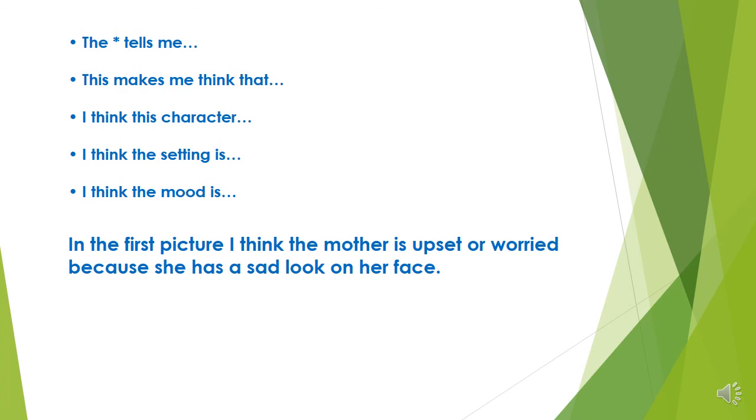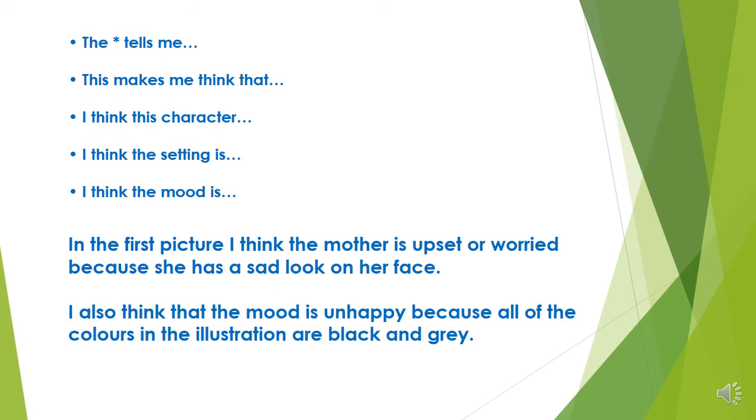We can use our sentence stems to form our own inferences from the picture. So I might say, in the first picture, I think the mother is upset or worried because she has a sad look on her face. I also think that the mood is unhappy because all of the colours in the illustration are black and grey.